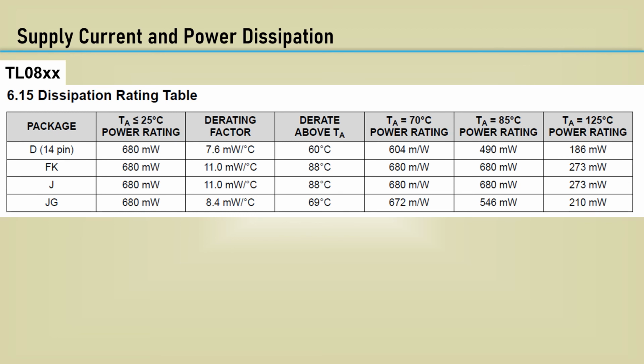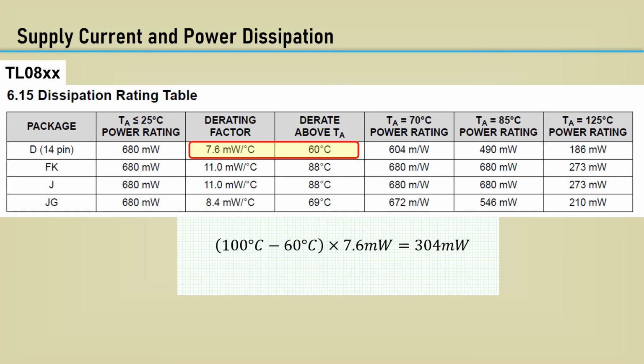Sometimes the op-amp spec will have a dissipation rating table. It will have a derating factor to apply above a certain ambient temperature. Here at 7.6 milliwatts per degree C at 60 degrees C. Let's say we are operating at 100 degrees C. 100 minus 60 times 7.6 milliwatts per degree equals 304 milliwatts derating. Subtract the 304 milliwatts from the 680 milliwatts and get 376 milliwatts, the maximum dissipation allowed at 100 degrees C.